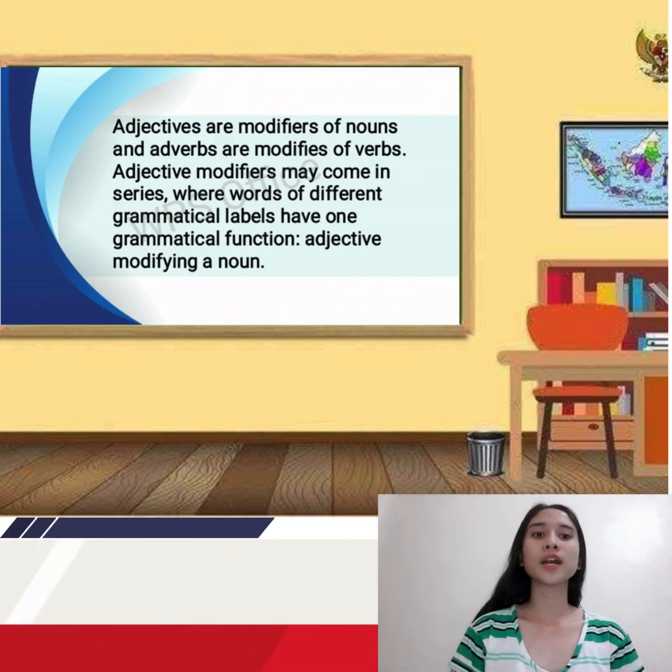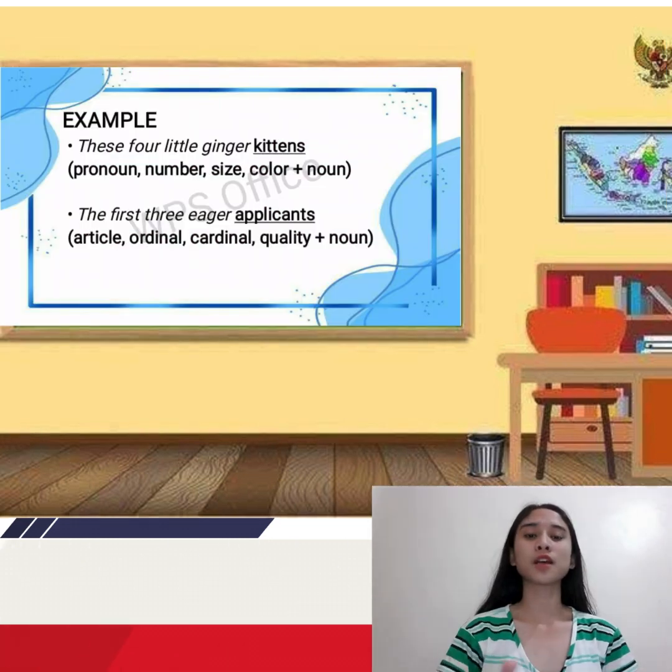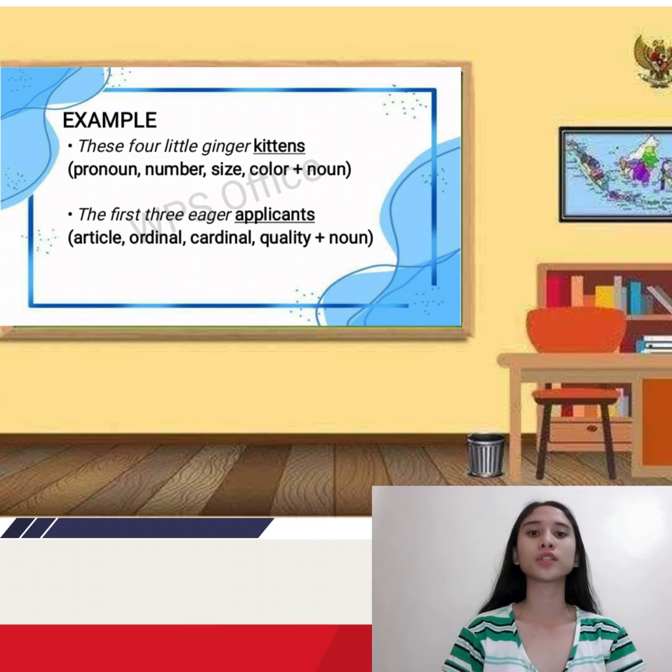Adjective modifying a noun. For the example here, these four little ginger kittens. The pronoun here is the word these, while the number is the word four, and the size is the word little. Color is the word ginger, while the noun there is the underlined word, which is kittens.